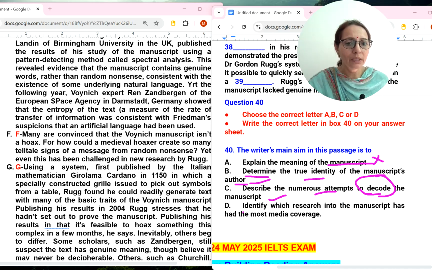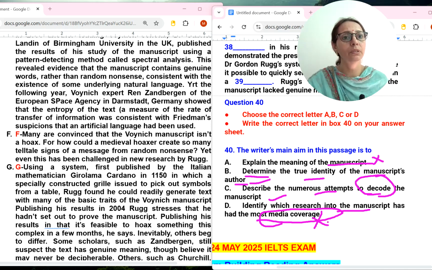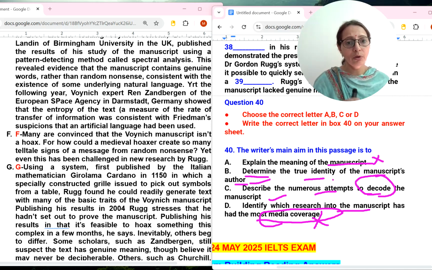Let's write D. "Identify which research into the manuscript has more media coverage." That was not there in this reading passage. After reading these options, you will get to know that they were not talking about this. So two options, without any thinking, just by reading, we have eliminated. Now with B and C. Of course, they were talking about the identity of the manuscript author, but they have not identified the exact person. That's why B will not come. C will come.